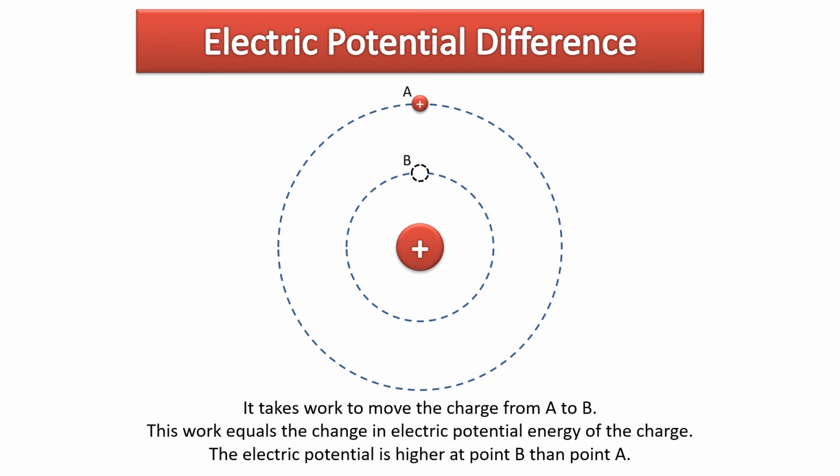The interesting thing about electrostatics is you could have attractive forces, but you could also have repulsive forces. So now these two are repelling each other, and you're gonna need to do work to move it to point B. It says it takes work to move the charge from A to B. This work equals the change in electric potential energy of the charge. The electric potential is higher at point B than at point A. So you have to think of how they're repelling.